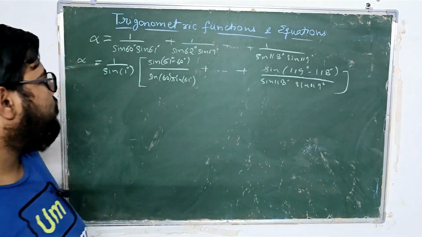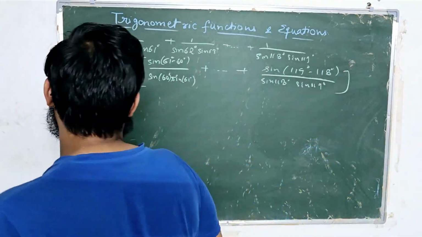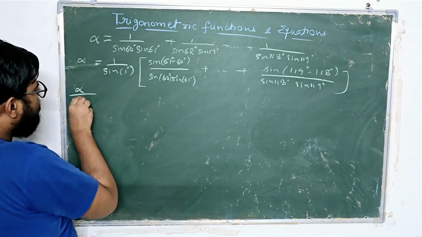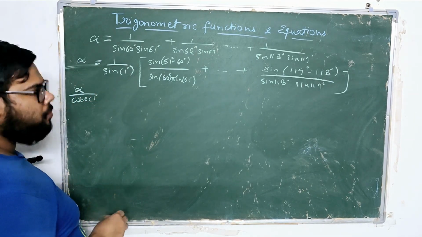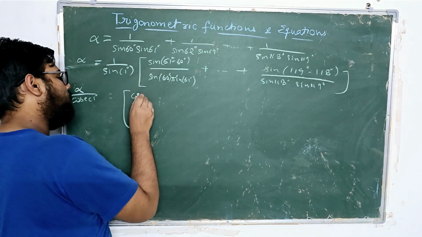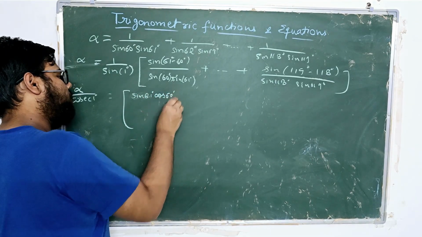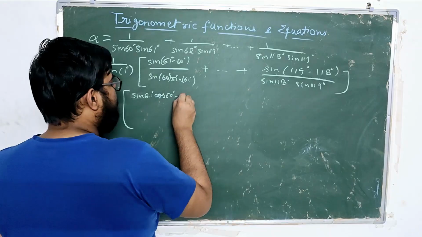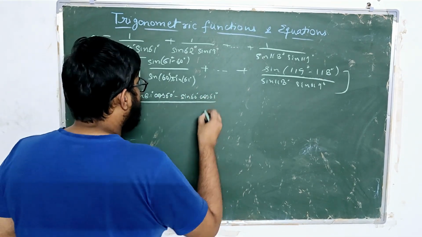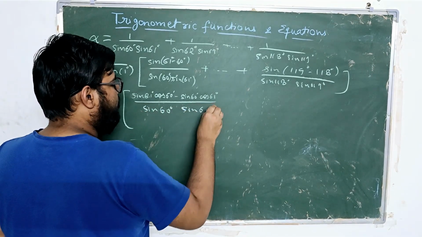Correct? Okay. So we have this expression now, and now let's simplify it. Let's see what we get. Now this is cosec of 1 degree. So you can write it as 1 upon alpha upon 1 upon cosec 1 degree is equal to this. You can write it as sine 61 degree into cos of 60 degree minus sine 60 degree into cos 61 degree by sine of 60 degree times sine of 61 degree.